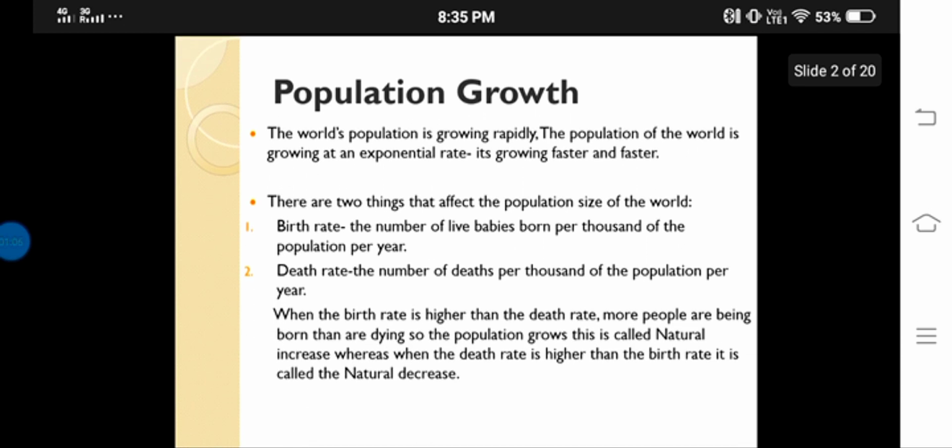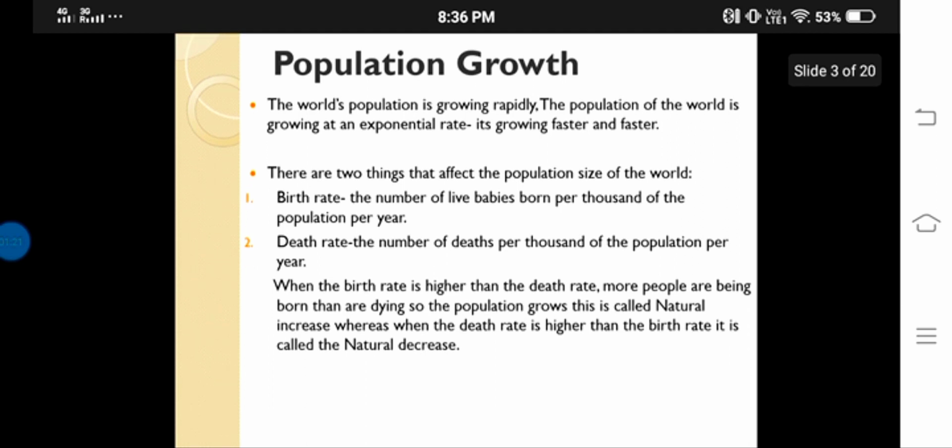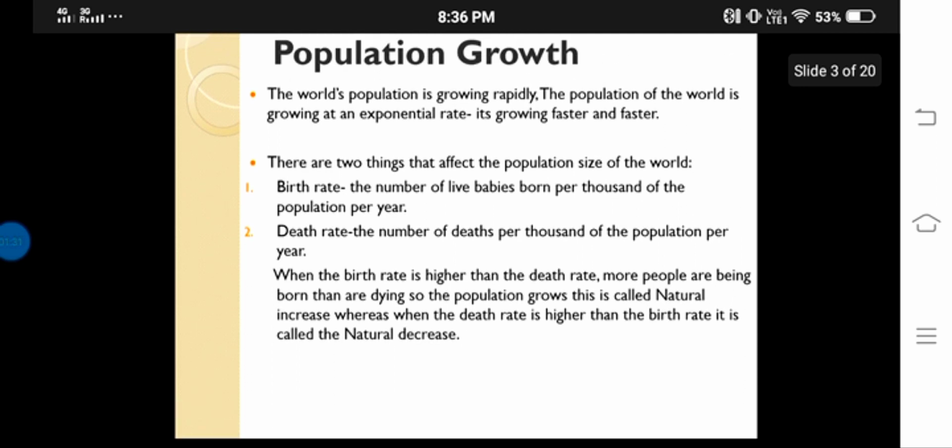Then comes population growth. As we all know, the world's population is growing rapidly. Recently, we touched the 8 billion mark, which is such a huge number. India is not left behind. India is the second most populated country, and it's believed that soon it will surpass China. The population of the world is growing at an exponential rate, accelerating at a very fast pace.